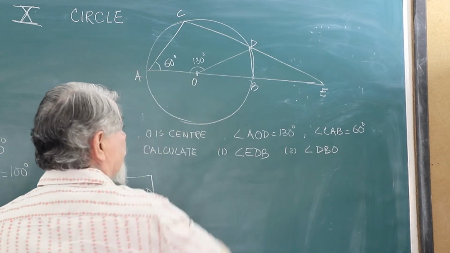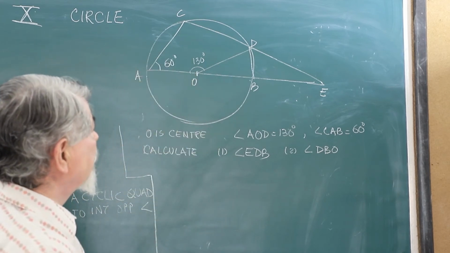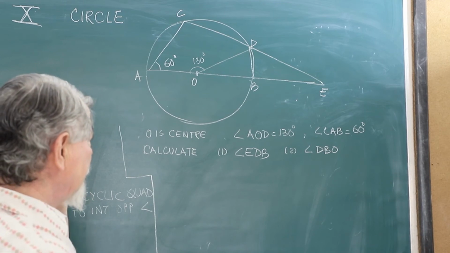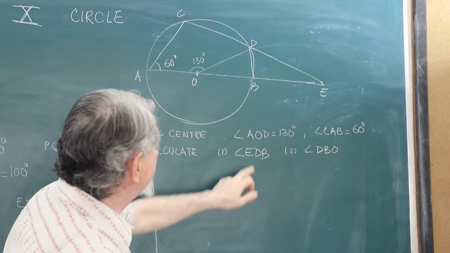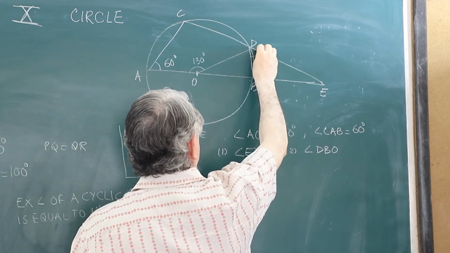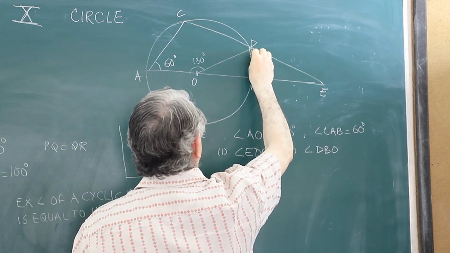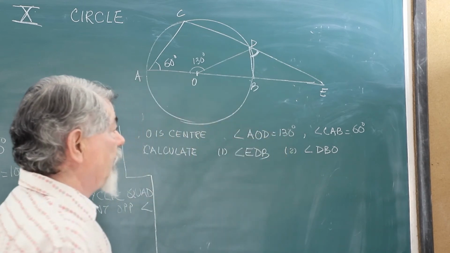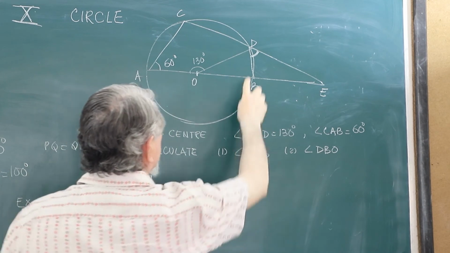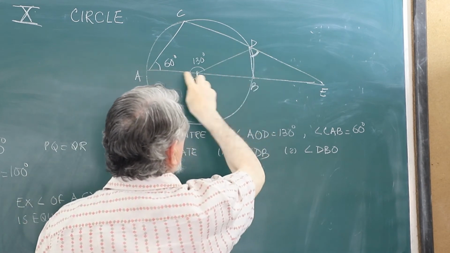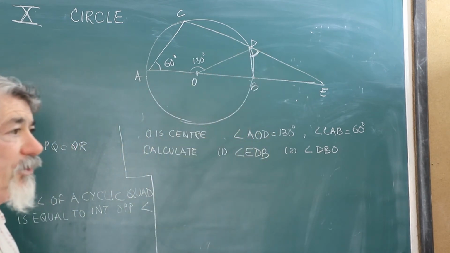This is 60 degrees. He wants you to calculate the angle EDB, this angle, number 1. And he wants you to calculate DBO.